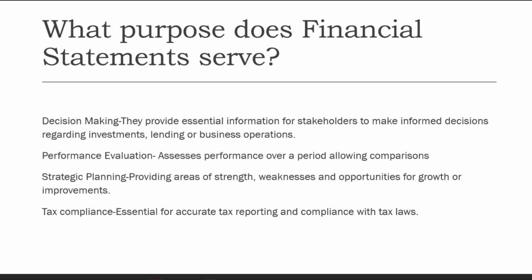So, decision making: they provide essential information to make informed decisions, which I've already explained. Performance evaluation: assess performance over a period, allowing for comparison. When I prepare financial statements, I am supposed to prepare them for this year and also show what happened last year and the previous two years as well. We call them comparatives. That helps me compare how my business has been doing for the past two or three years. How have you been performing? Are we going down? Are we going up? It helps me make strategic decisions. Strategic planning: provide areas of strength and weaknesses. So the financial statement tells me a lot.